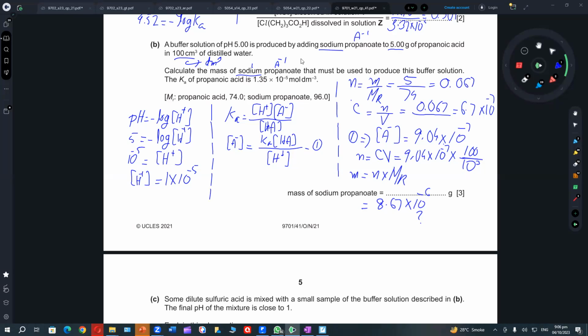Oh, it should be 6.7 times 10 to the power of minus 3. Okay. So we have to check our equation 1 working again. Maybe our power of 10 is changing.